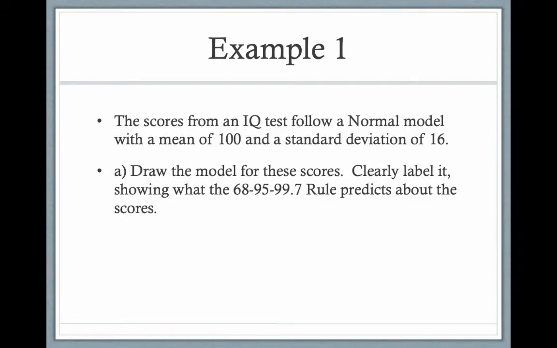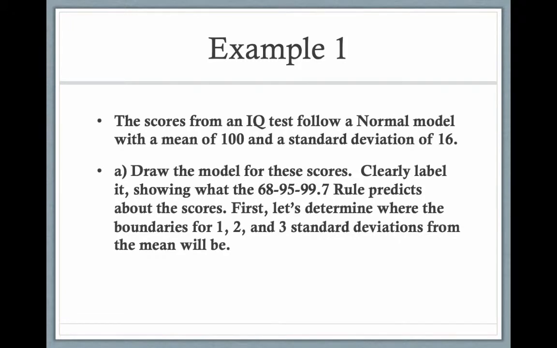Okay, let's look at an example of how this is used in real life. The scores from an IQ test follow a normal model with a mean of 100 and a standard deviation of 16. For part A, we want to draw the model for these scores. Clearly label it showing what the 68, 95, 99.7 rule or empirical rule predicts about the scores. Okay, so what we're going to do first is determine where the boundaries for 1, 2, and 3 standard deviations from the mean will be, and then we'll put it all on a picture.